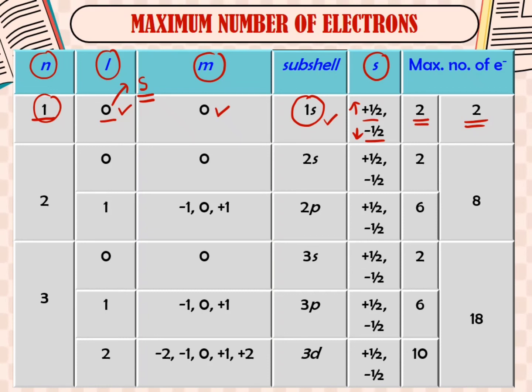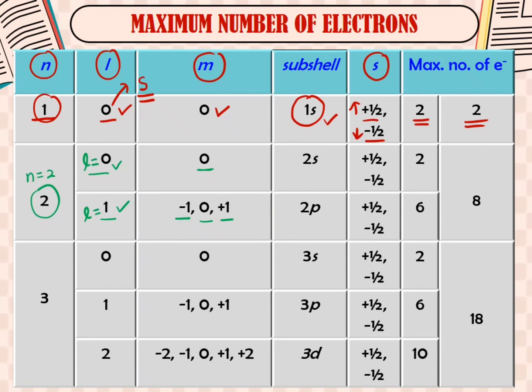Kalau shell yang kedua pula, awak boleh isi berapa? Ni shell yang kedua, N equal to 2. So N equal to 2 boleh jadi L equal to 0, L equal to 1. So boleh jadi 2. Sebab nombor sebelum 2 apa? Kosong dengan 1. So kalau L sama dengan kosong, M kosong lah. Kan? Tapi kalau L sama dengan 1, M boleh jadi negative 1, 0, positive 1.